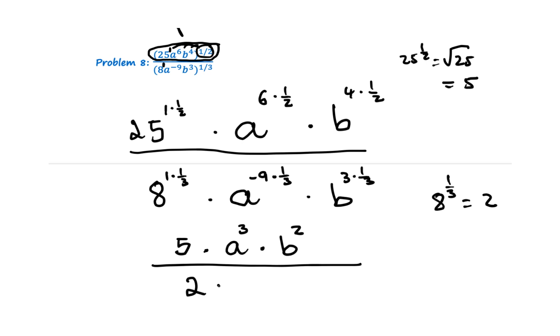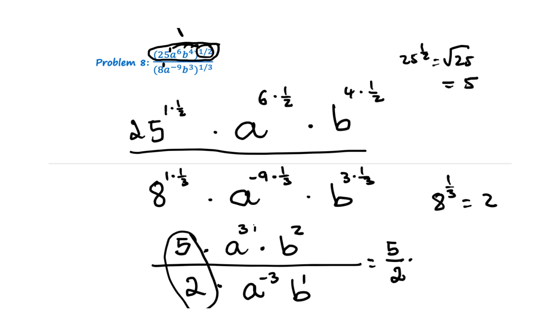For a, negative 9 times 1/3, so 1/3 of negative 9, that's negative 3. And for b, 1/3 of 3, that's 1, so b to the power of 1. All right, so here I have 5/2. I will break it down: 5/2 is just going to be a number. I will keep it. You don't have to turn it into a decimal. You can keep it as a fraction.